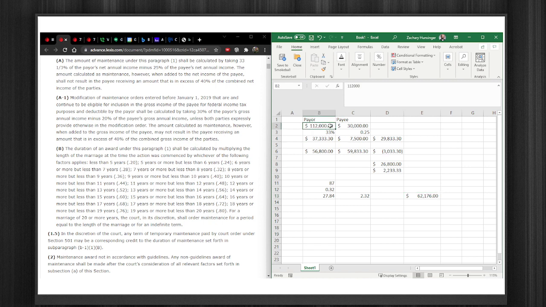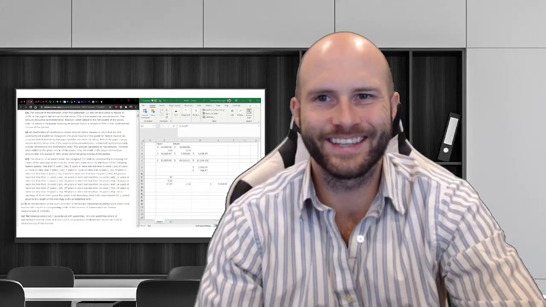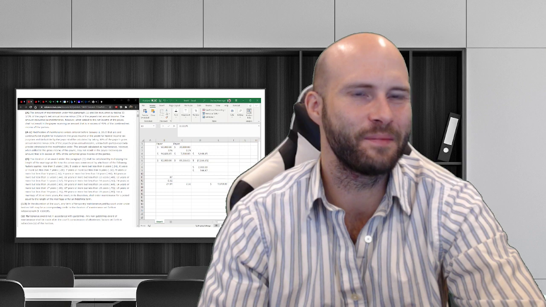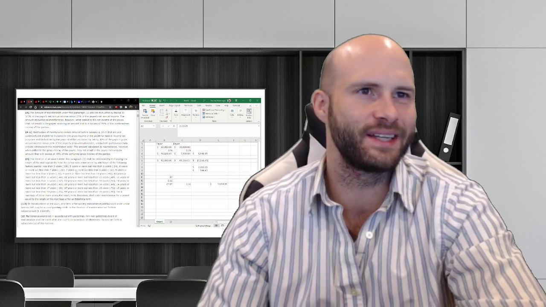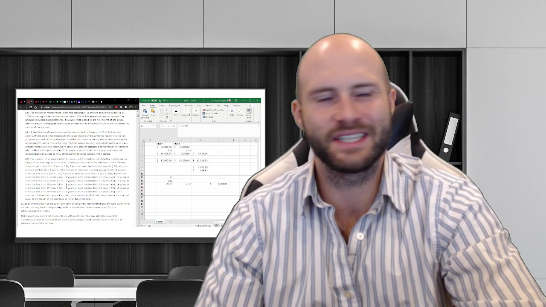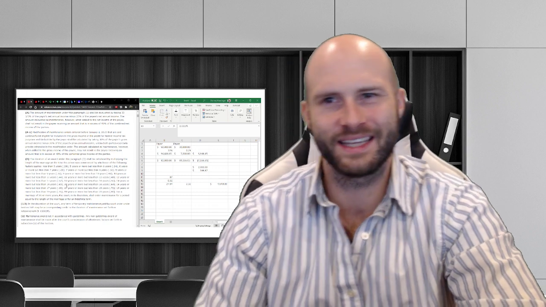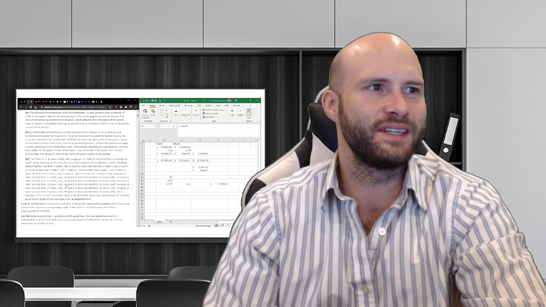So that's how it's calculated. The duration is based off of this paragraph in B, so not too terribly difficult. You just want to make sure you go by the date of filing and you know how many months the parties were married from the date of marriage to the date of filing, and then multiply it by that number that's listed in the statute. So that's not too difficult. Getting to the amount requires more steps, and therefore it's perceived to be more difficult. But once you get those things done, you're in good shape.